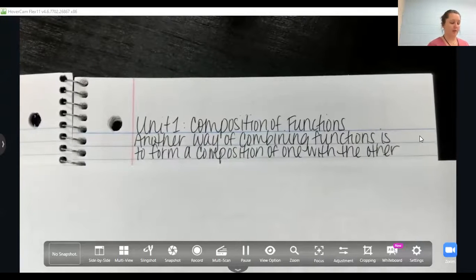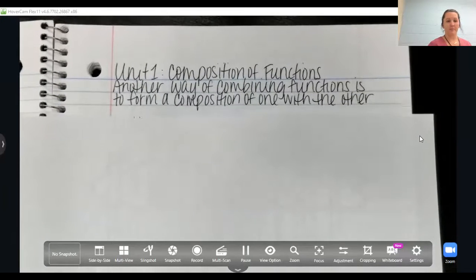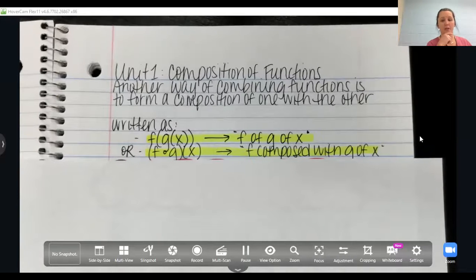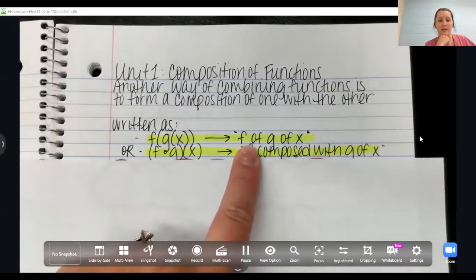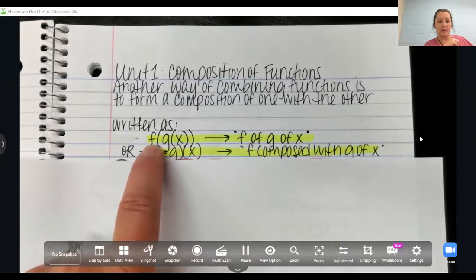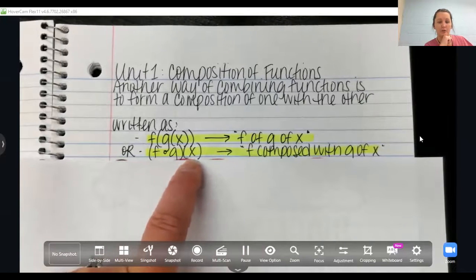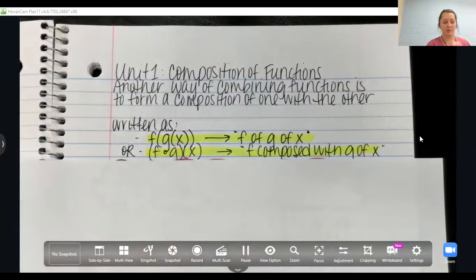If you need to pause throughout and write these down, I've already written the notes, but we don't have to wait on me to write. It's written two different ways. They are synonymous with each other. This way is stated as f of g of x. So notice that our g of x function is inside the f of x function, or it can be written like this, where you read it as f is composed with g of x. Notice that this little circle means that it's a composition.